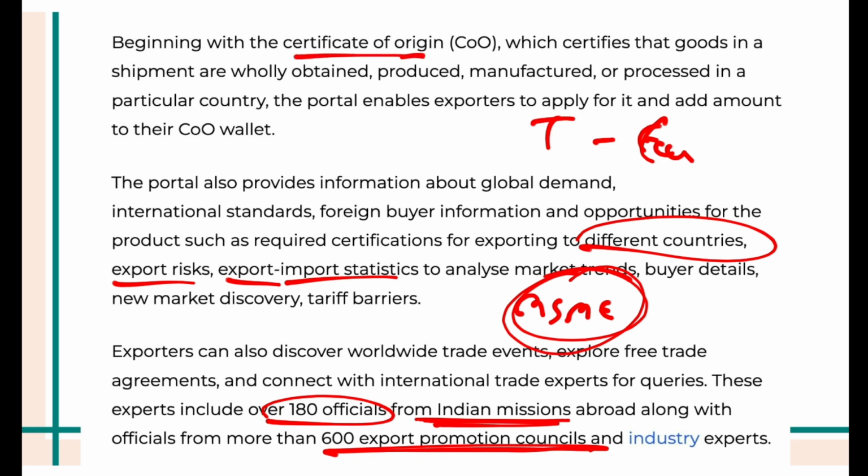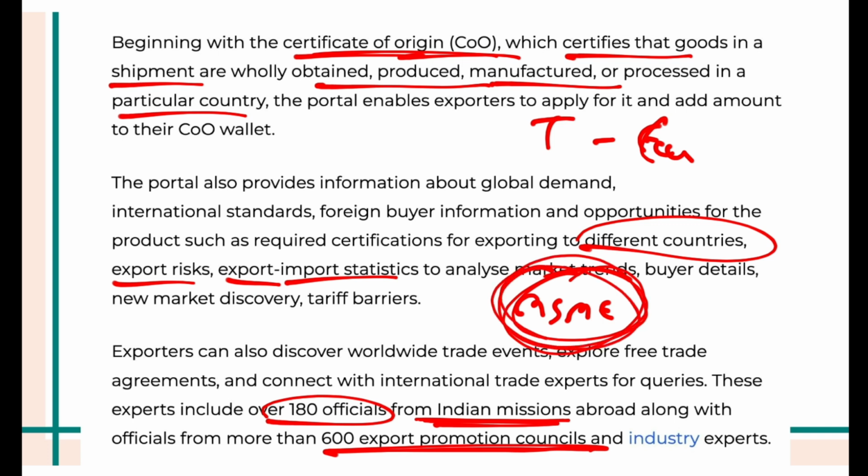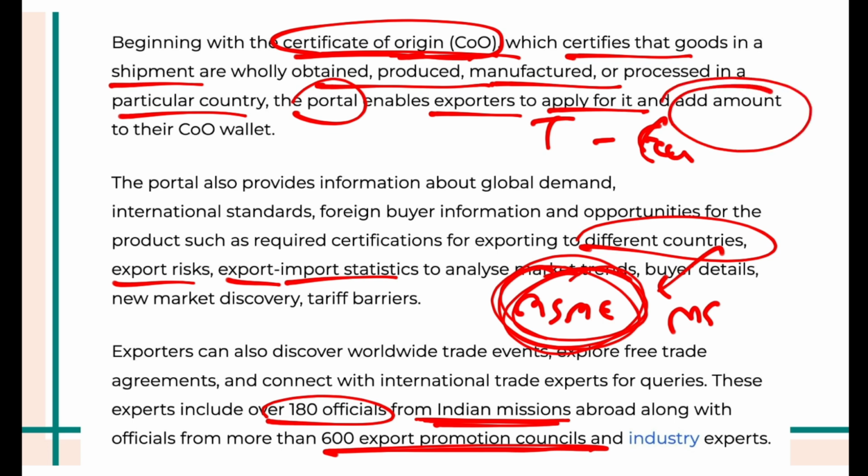So there is a certificate of origin wallet. The certificate of origin certifies that goods in a shipment are wholly obtained, produced, manufactured or processed in a particular country. If you are an Indian MSME and you want proof that whatever you are selling was made in India, then a certificate of origin will be given to you. And this portal will allow exporters to apply for a certificate of origin and add the amount to their certificate of origin wallet. And the portal will provide you information.